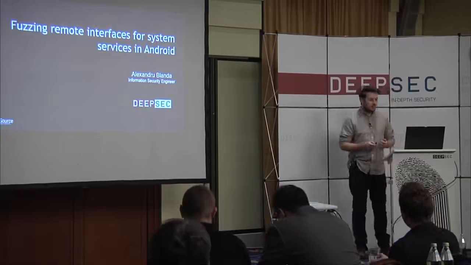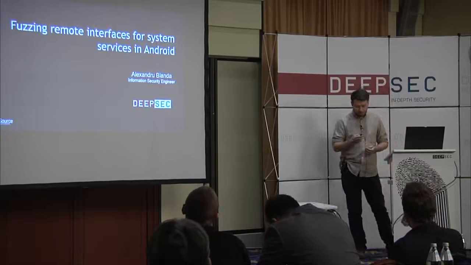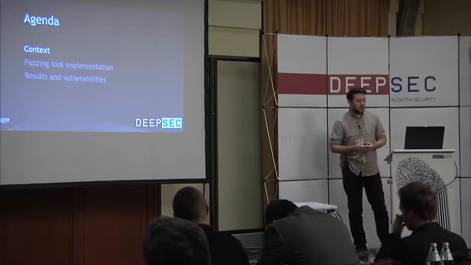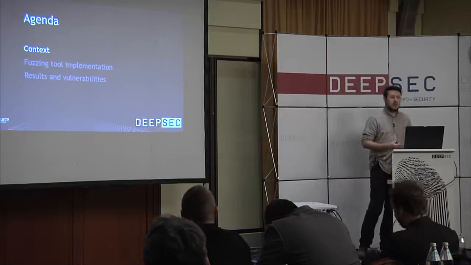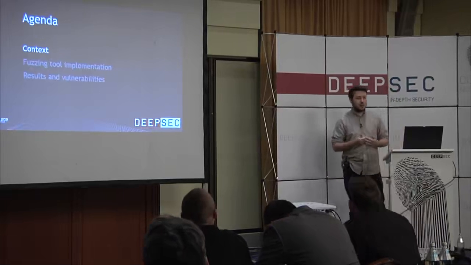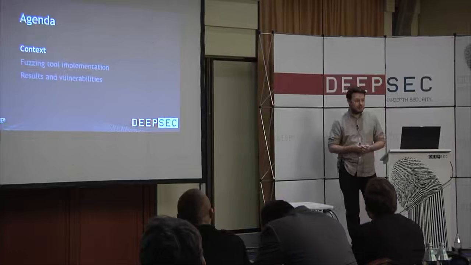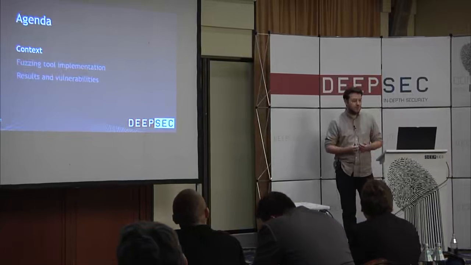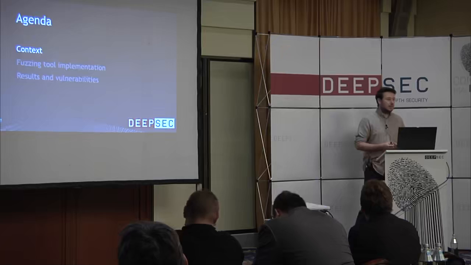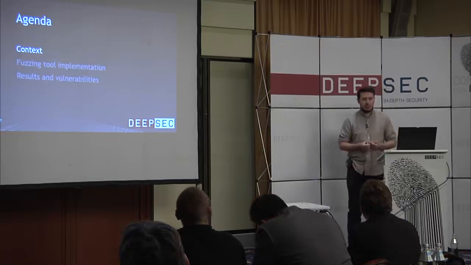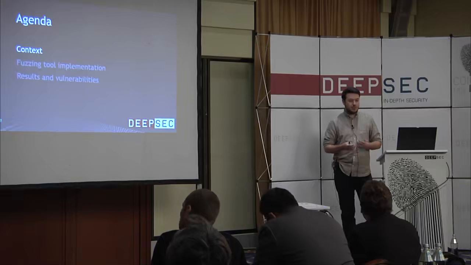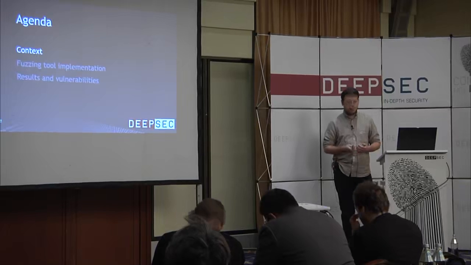It basically involves fuzzing system services in Android. I'm going to start off by giving you a brief introduction to system services, what they are, how they work, why they are an interesting target for a fuzzing campaign. Then I will move on to showing you some implementation details of a fuzzing tool that was developed for this specific purpose. And then we'll see some examples of security vulnerabilities that can be triggered using this kind of approach.